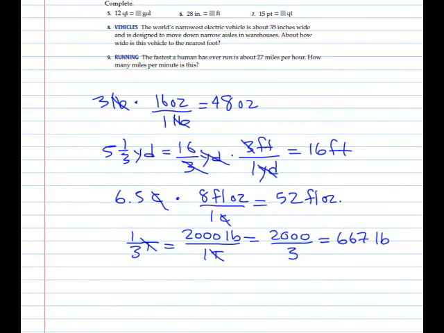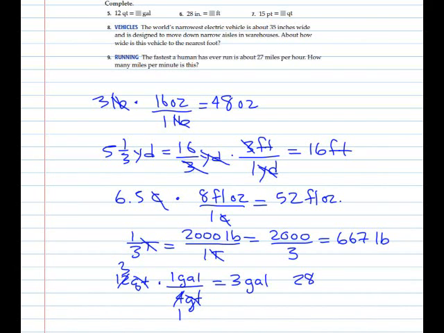See if we got room for a couple more. Number 5, 12 quarts to gallons. 12 quarts. I know that there are 4 quarts per gallon, so 1 gallon is 4 quarts. Divide out the common units. Divide by the common factor of 4. And multiply. That tells me there are 3 gallons in 12 quarts.